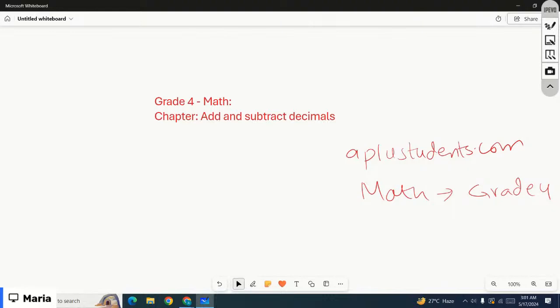There you can find a list of the chapters. We're going to start with the chapter add and subtract decimals. Please make sure you have your notebook and pencil so that you can note down the important examples and definitions as well.